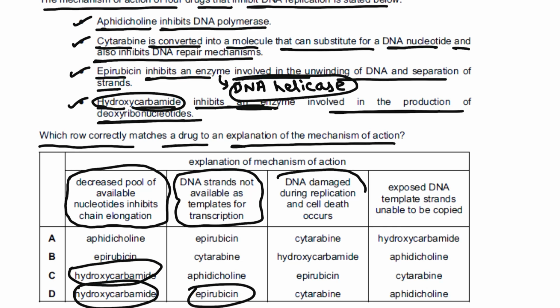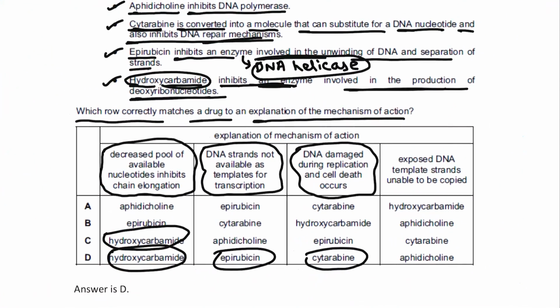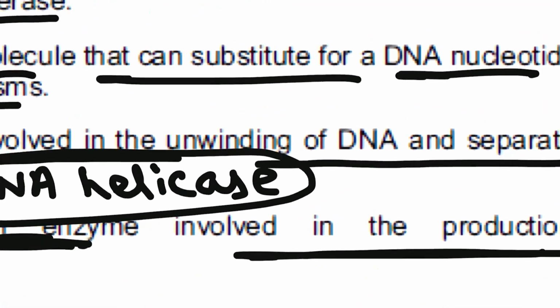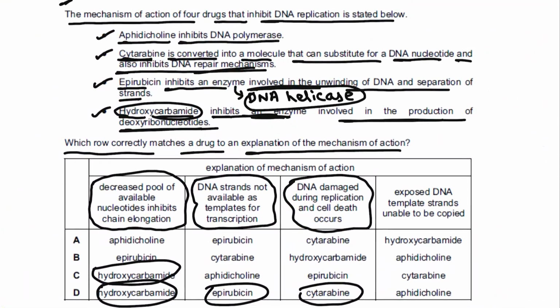DNA damaged during replication and cell death occurs. So guys, as we just read, cytarabine is a drug which inhibits DNA repair mechanisms. So DNA will be damaged, and DNA damaged during replication and cell death occurs. So this is done by cytarabine, because cytarabine inhibits repair mechanisms and also forms a molecule that can substitute for a DNA nucleotide.